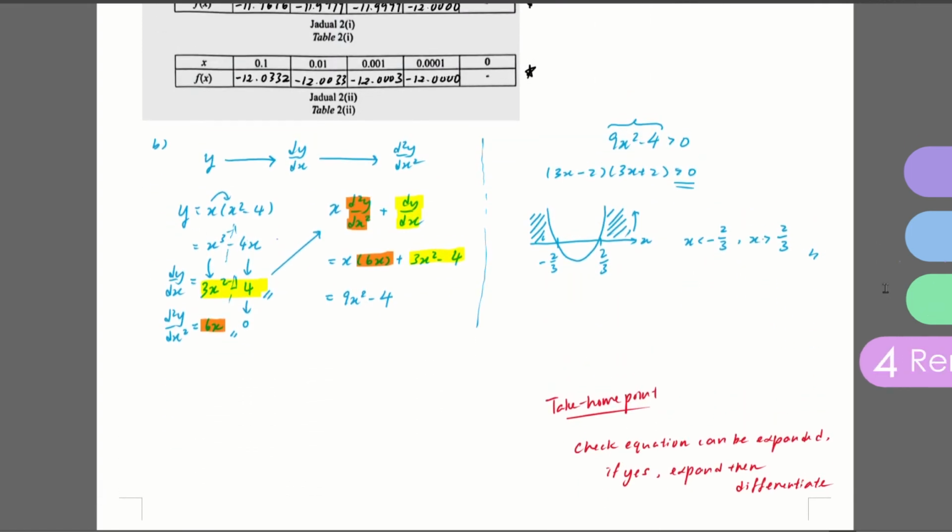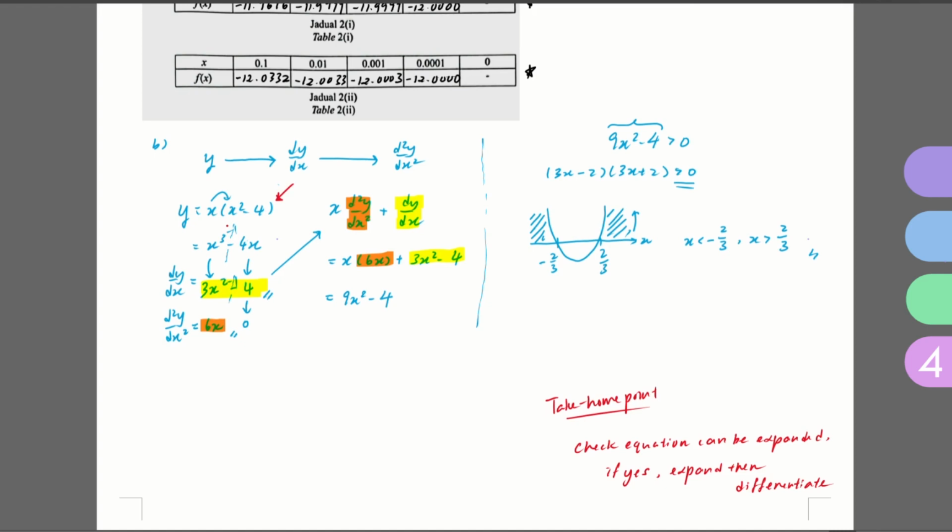So the take-home point for this question would be we need to check whether the equation can be expanded. If yes, expand first, then only differentiate. So here, for this part, we try to expand first instead of differentiating.